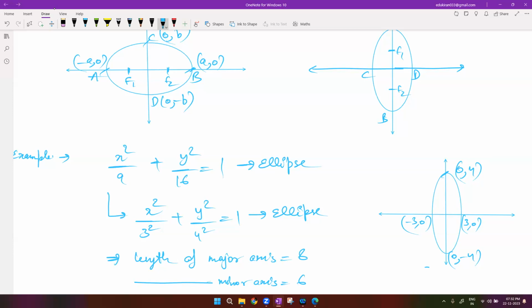And one more thing we need to know is the latus rectum and these focuses. How do we find out the focuses? And also one more thing is eccentricity.